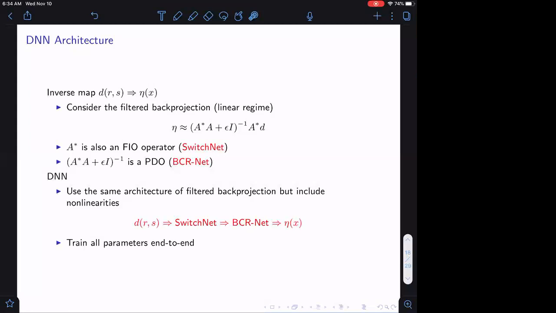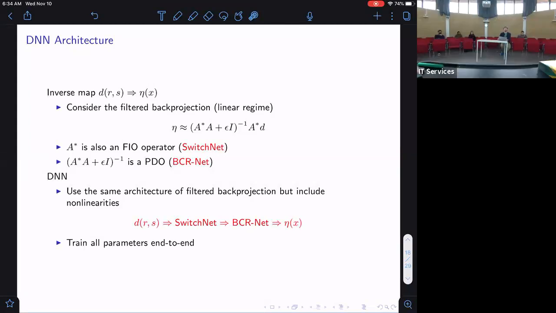Some people who worked on similar things, when they learned the forward operator and the adjoint, noticed that they needed two different networks and two different sets of training data for the forward operator and for the adjoint, because if they learned an approximation of the forward operator, then the adjoint of it would be a bad approximation of the adjoint of the true operator. So I was wondering if you had this problem too, and if you had to use two different SwitchNets to learn A and A star.